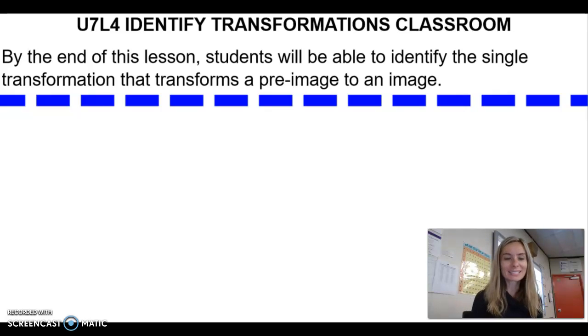This is Unit 7, Lesson 4. Today we're going to review reflections, rotations, and translations.